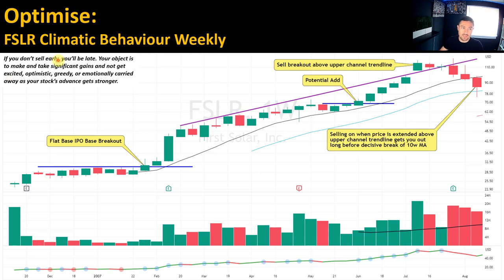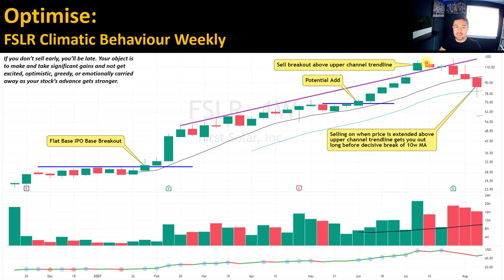If you don't sell early, you'll be late. Your objective is to make and take significant gains and not get excited, optimistic, greedy, or emotionally carried away as your stock advance gets stronger. So this is a flat base IPO breakout. And then you have multiple touch points. So you have one, you have two, and then three here.